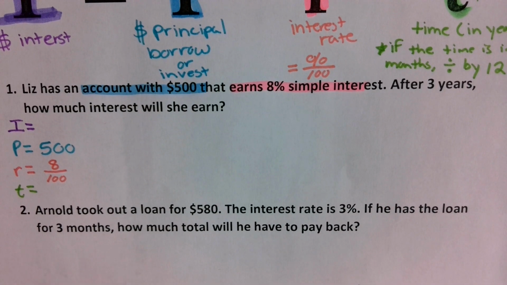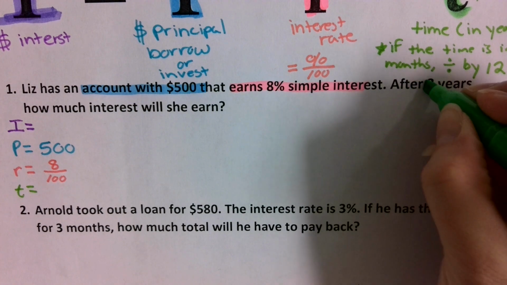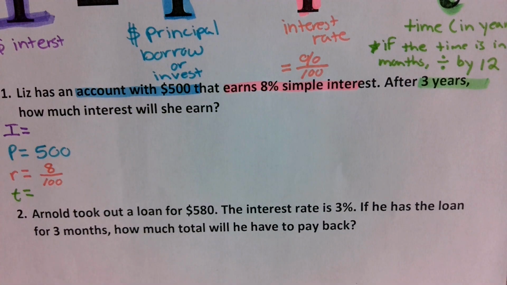She has this account for 3 years. That represents the time, and it's already in years. That's important. So I can put 3.